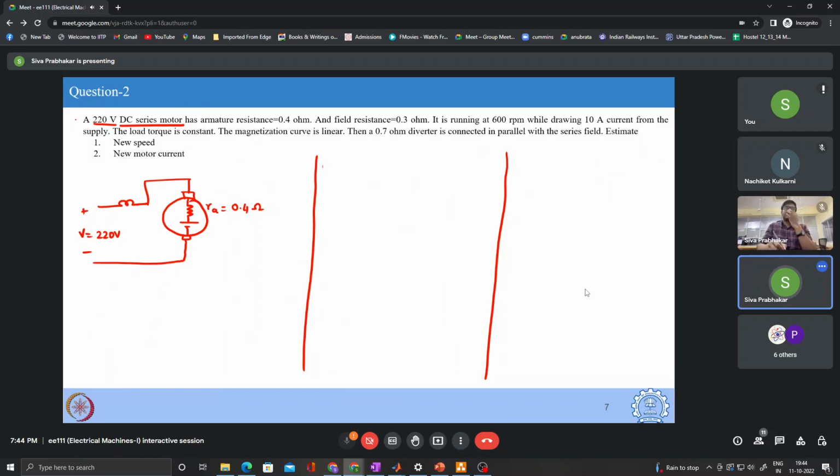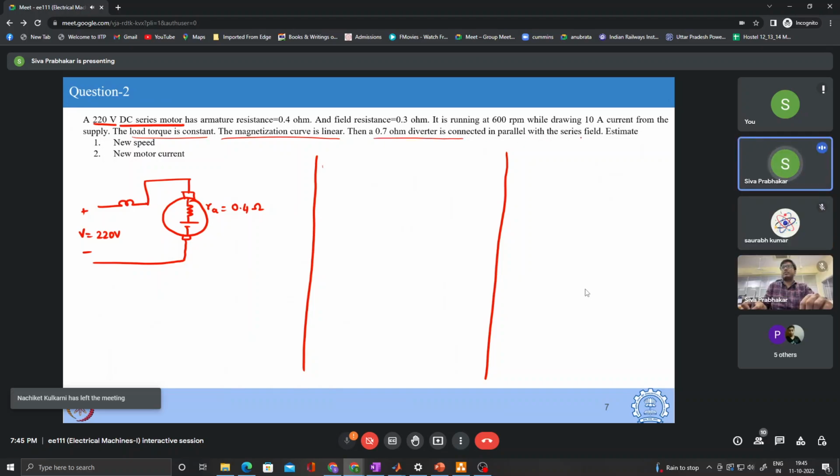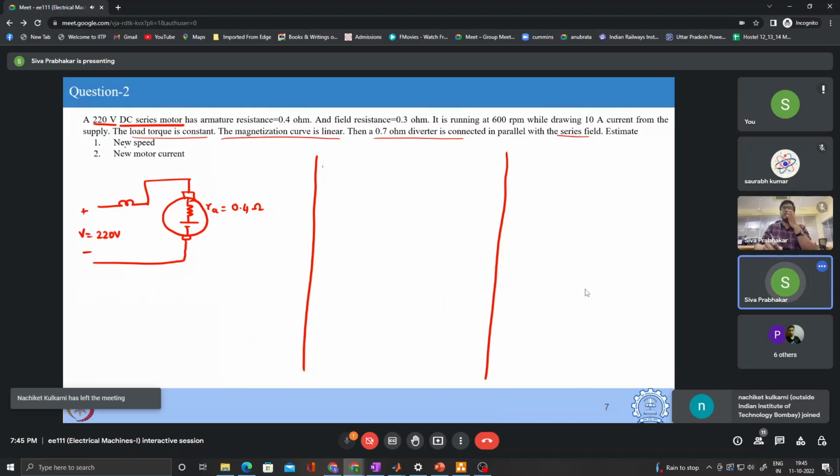Let me read the question first, and then we can identify the things. A 220 volt DC series motor has an armature resistance of 0.4 ohm and a field resistance of 0.3 ohm. It is running at 600 RPM, initially drawing 10 ampere current from the supply, and the load torque is given to be constant. So here the load torque is constant, and the magnetizing curve is linear, and then a 0.7 ohm diverter is connected in parallel with the series field. Estimate the new field and the new motor speed.